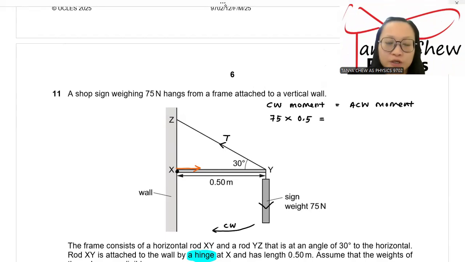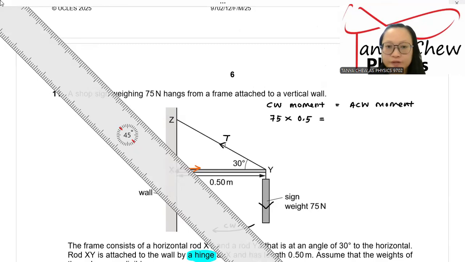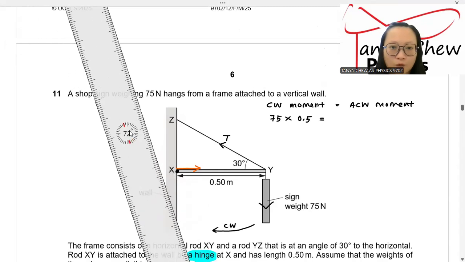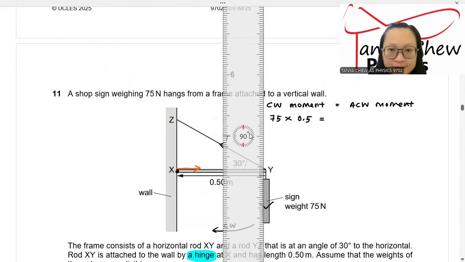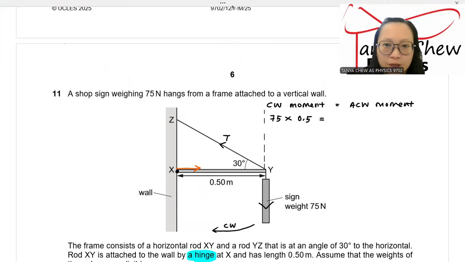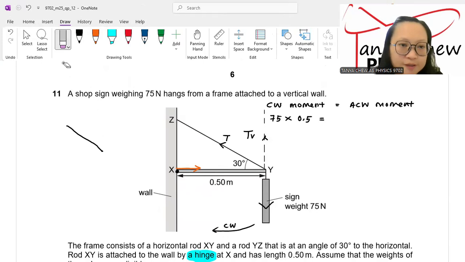Tension, you need to resolve it into vertical and horizontal directions. So let me resolve. Okay, this is the vertical direction of the tension. I'm just going to do it here. This is the vertical component of the tension. I want you to remember this. Okay, let me keep my ruler first. This is tension vertical. If I draw it again, I want you to see. Oh, my drawing skill is terrible.